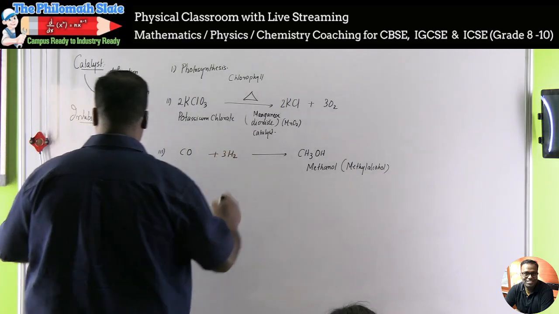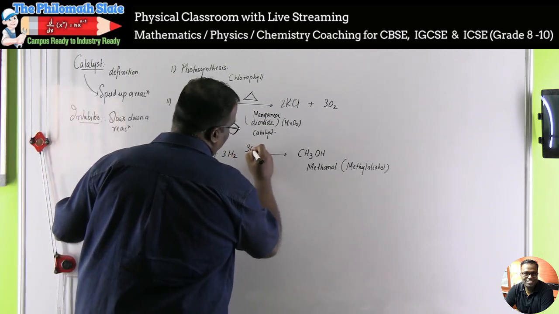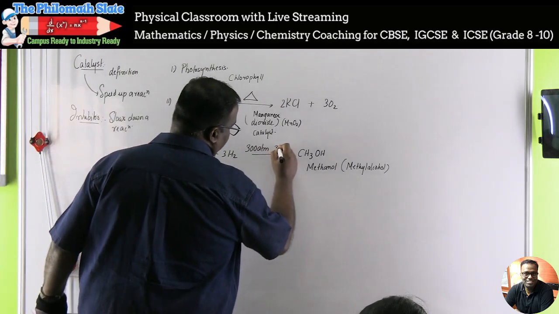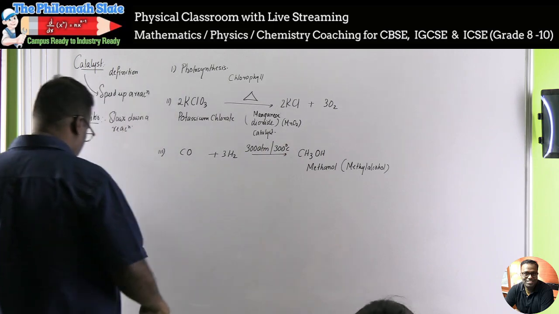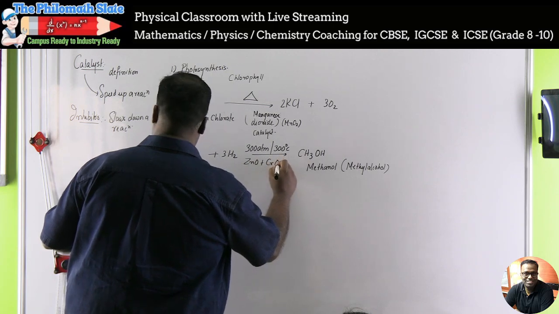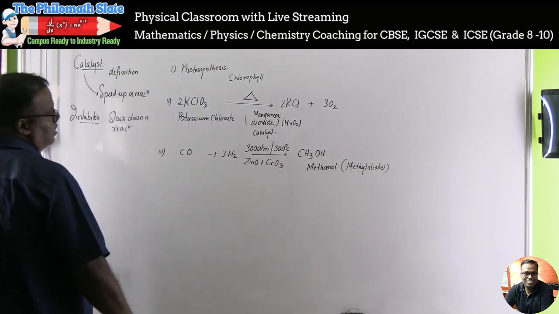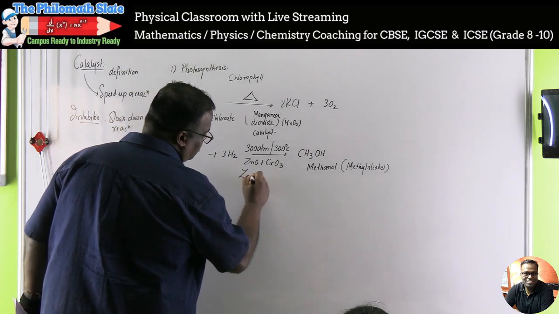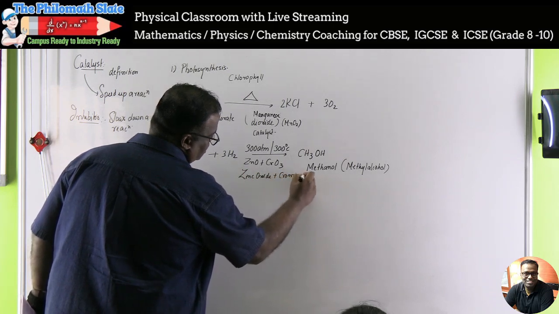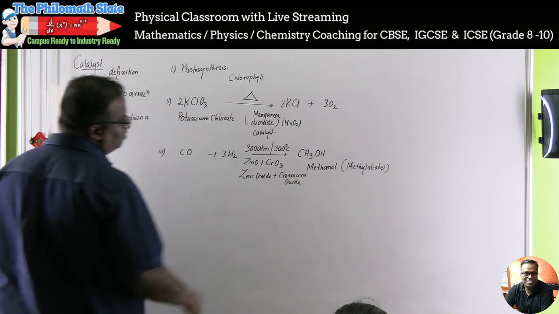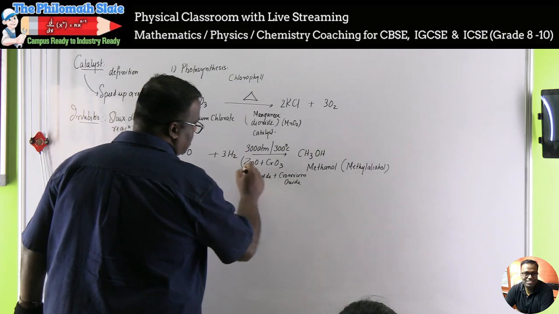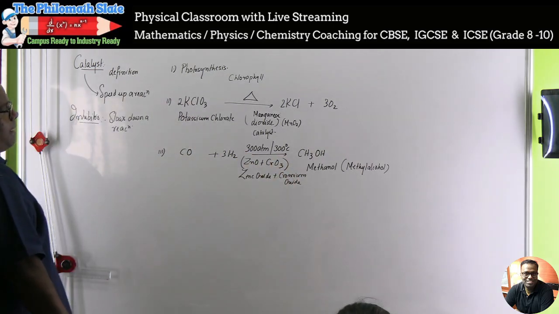So 3H2. Now here you have got a lot of things, it's an industrial process, so 300 atmosphere, which is almost like a bomb, and 300 degree centigrade, plus you will have zinc oxide, ZnO, plus chromium oxide also, CrO3. You need not memorize it, but if they give this reaction to you as a question, they'll ask you what type of reaction this is, so this is the catalyst, zinc oxide plus chromium oxide, that's it.